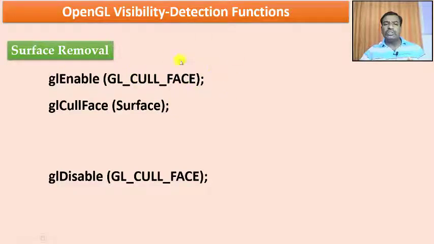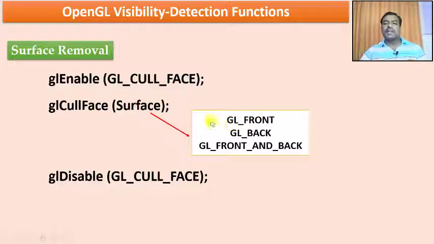So first you should do this. Later on you're going to say glCullFace with a surface parameter. Now this surface can be anything: the front face, the back face, or GL_FRONT_AND_BACK. If I say GL_FRONT as the parameter, the front face will be eliminated, removed from the scene. If the parameter is GL_BACK, the back face will be eliminated. And if it is GL_FRONT_AND_BACK, both the faces, or the entire polygon, is eliminated. And if I want to stop the process of surface removal, I am going to use glDisable with GL_CULL_FACE, so it's going to disable this.